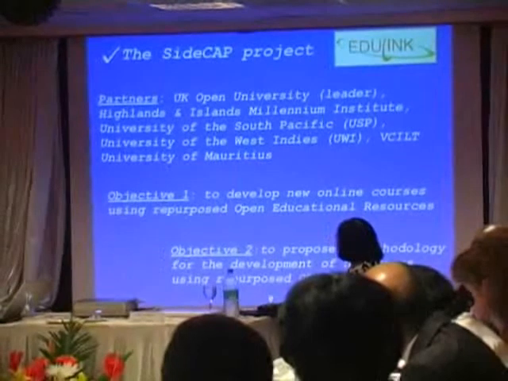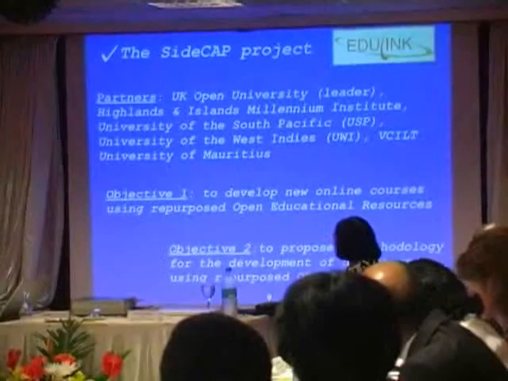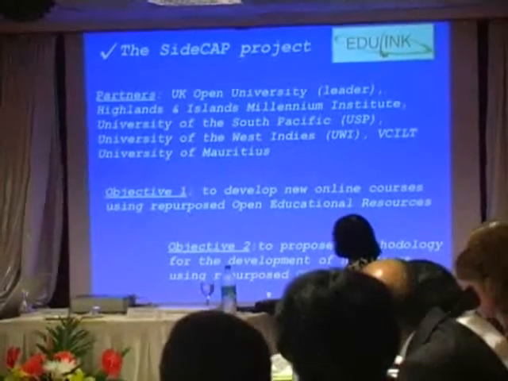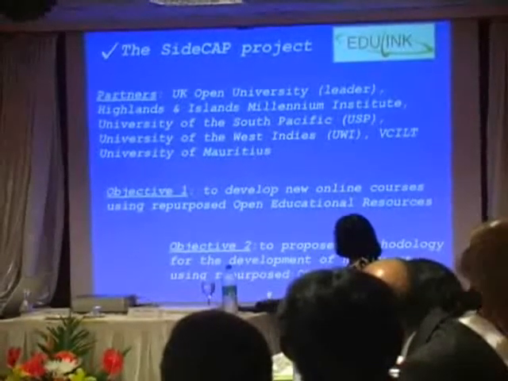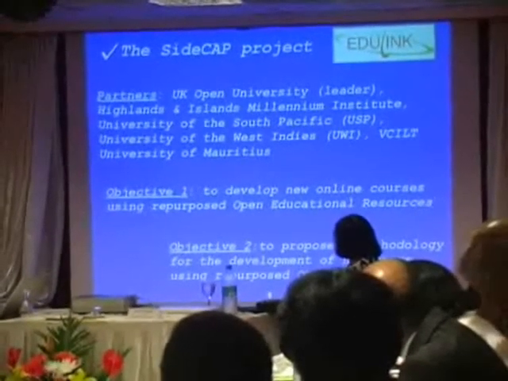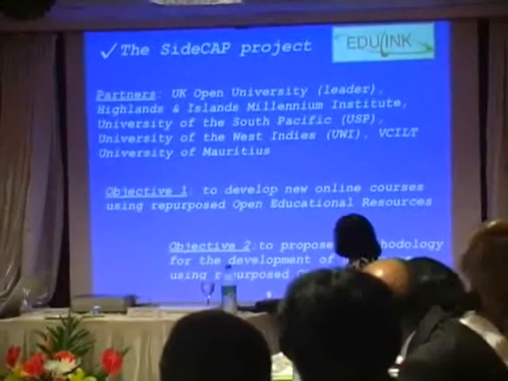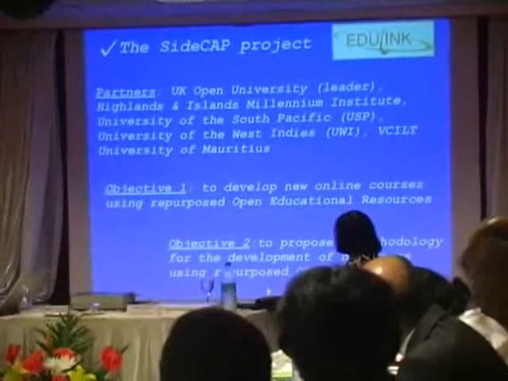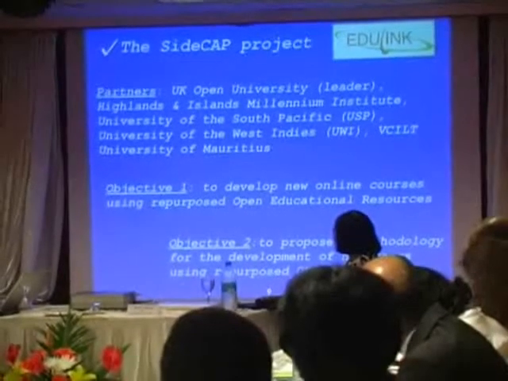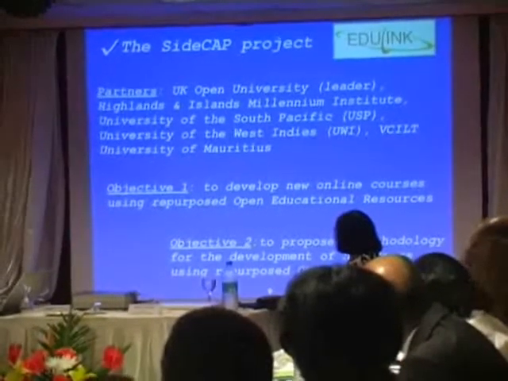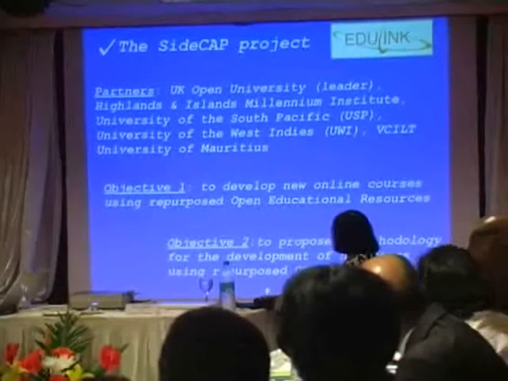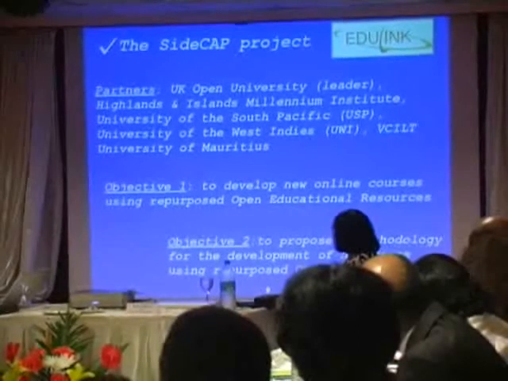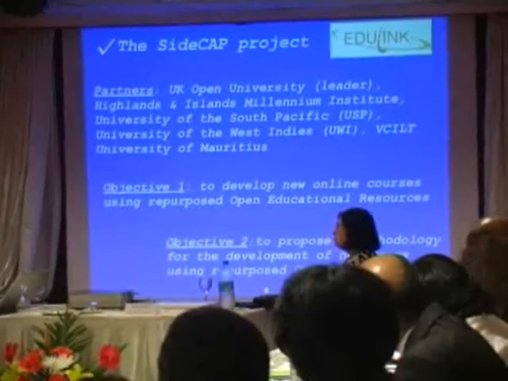I'm taking the example of the SIDECAP project because, first of all, this has been one of the organizers of the workshop, and also, you've been told this morning that the project is led by the Open University, and the partners are the Islands and Islands Millennium Institute, the University of South Pacific, the University of West Indies, and University of Mauritius.